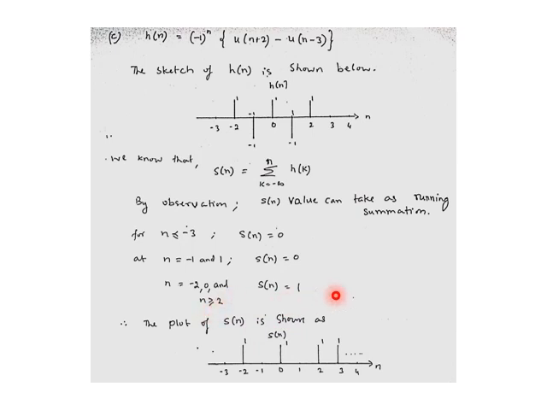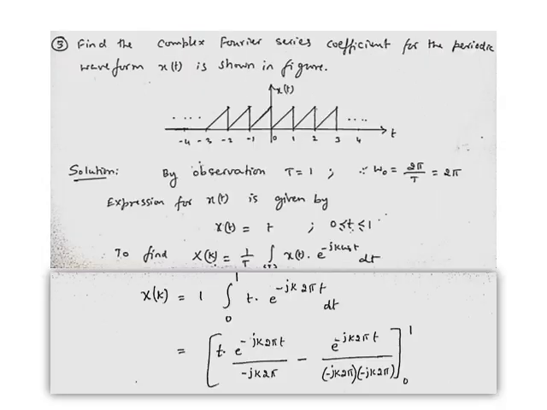So this is how we can observe the value for s of n is equal to 1 at minus 2, at 0, at more than 2. So this is the plot we can take for s of n for a given impulse function in terms of h of n given in this order. So this is how we can calculate the step response of a signal.